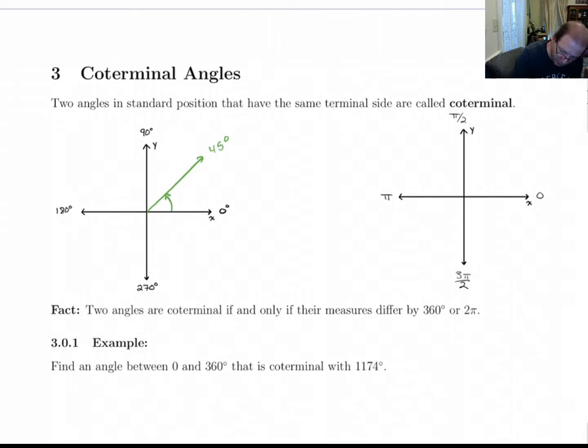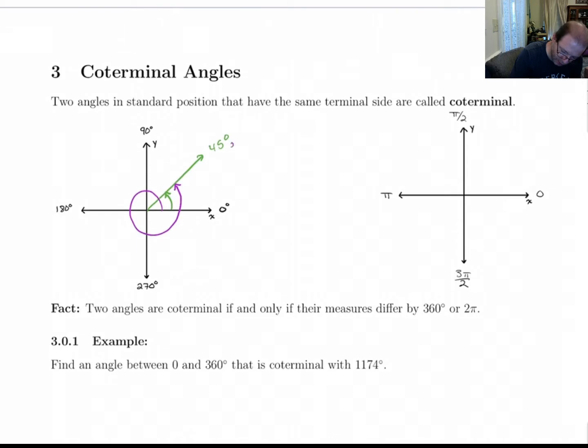But you could also start here and go around a full revolution and get up here. And so this is a 45-degree angle, but it's also a 405-degree angle. Why is it 405? Because you add 360 onto 45 and you get 405. We could add another 360 and get, let's see, 765 degrees and so on.